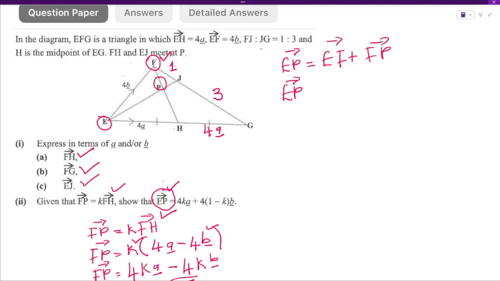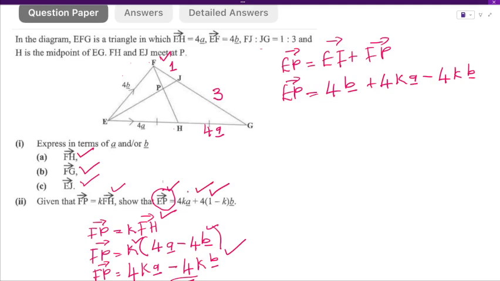So vector EP is equal to, what is EF? EF is positive 4 vector B there. We're heading the same direction as the vector. Okay, and then what is FP? FP is the answer we found down here, which is plus 4K vector A minus 4K vector B. All right, so have it in mind that this is where you're supposed to land. This is the answer you're supposed to find down here.